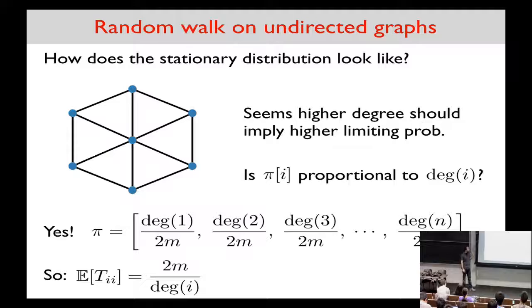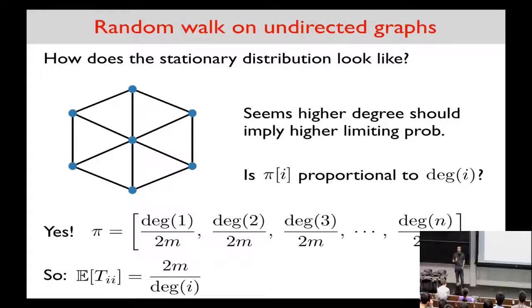And since now we know what pi is, we can also determine the expected value of T_ii, the time it takes to come back to i when you start from vertex i. And that's the reciprocal of pi_i, right? 2m over degree i.